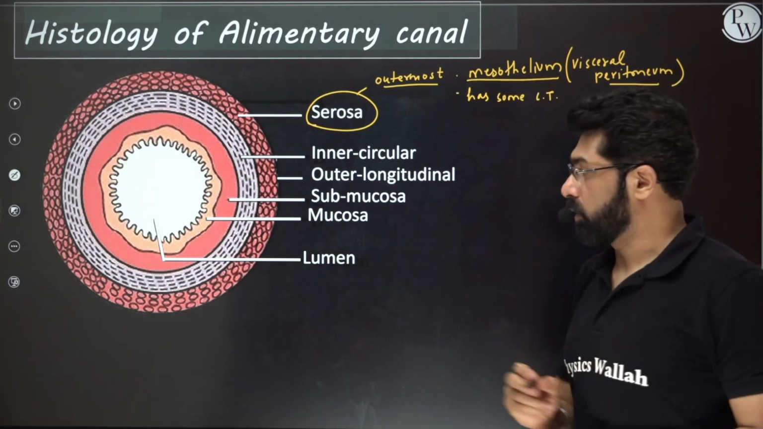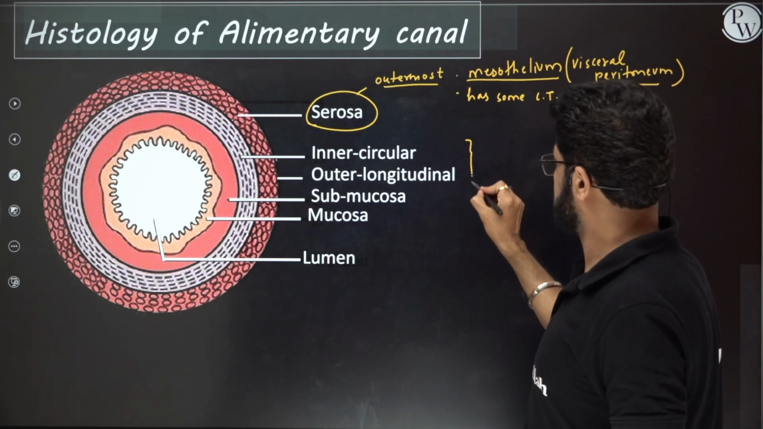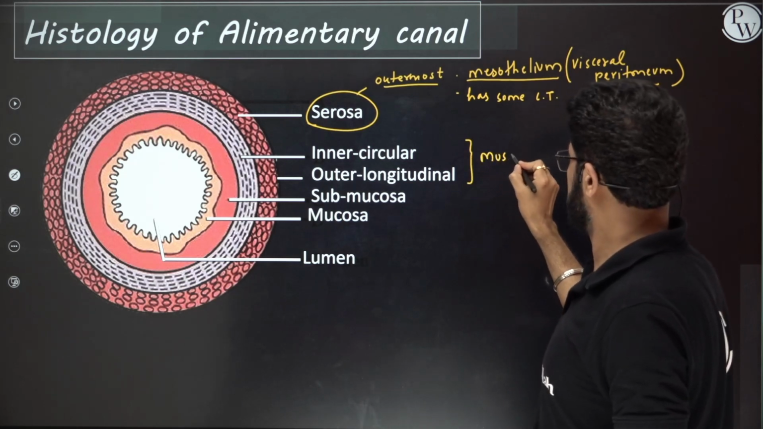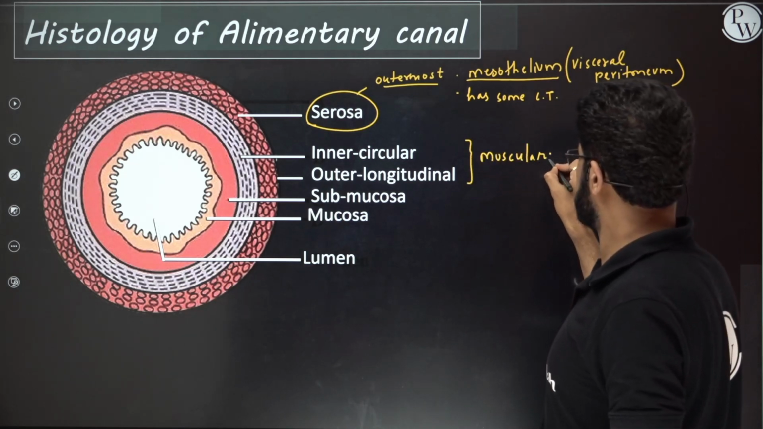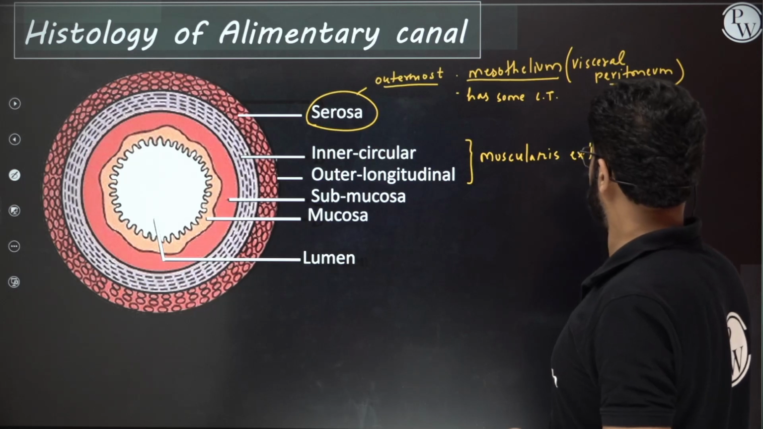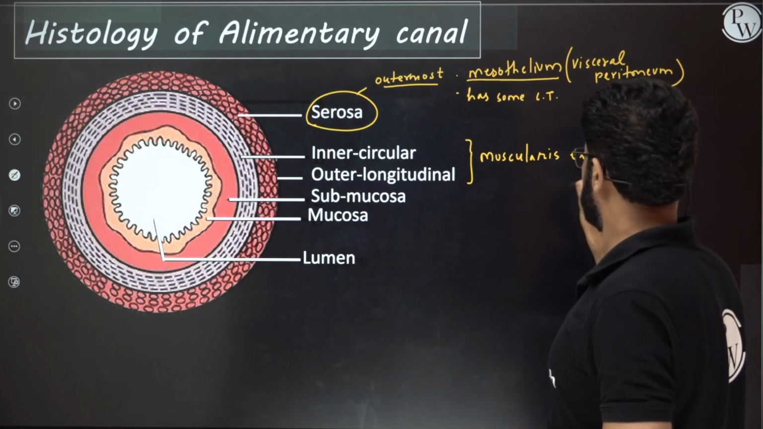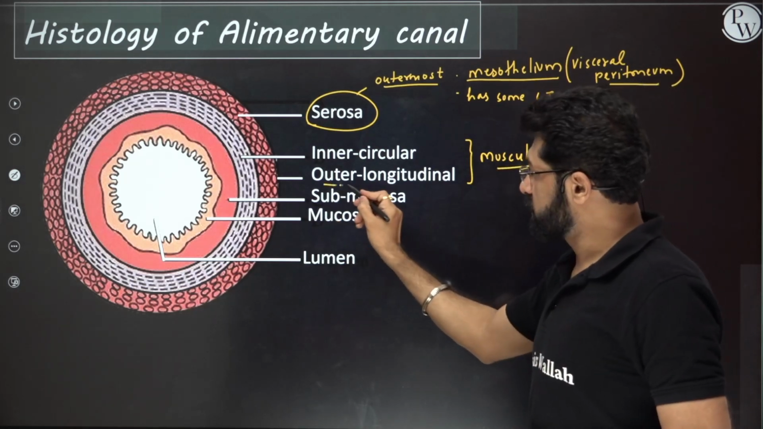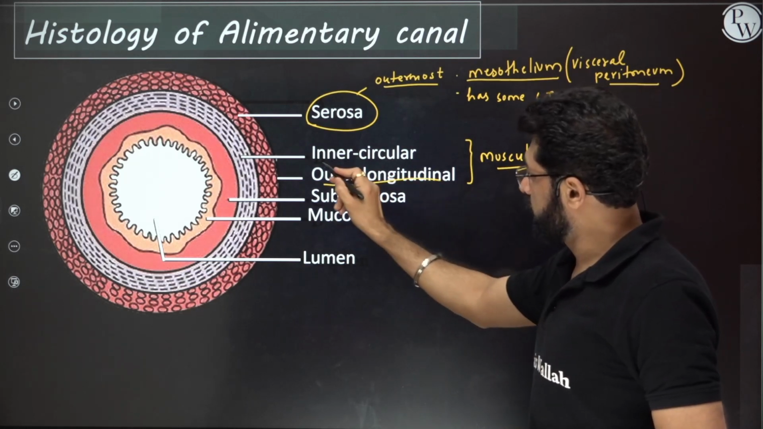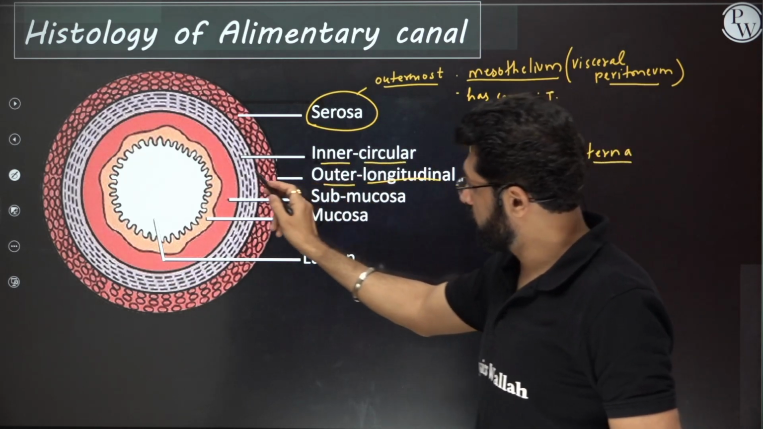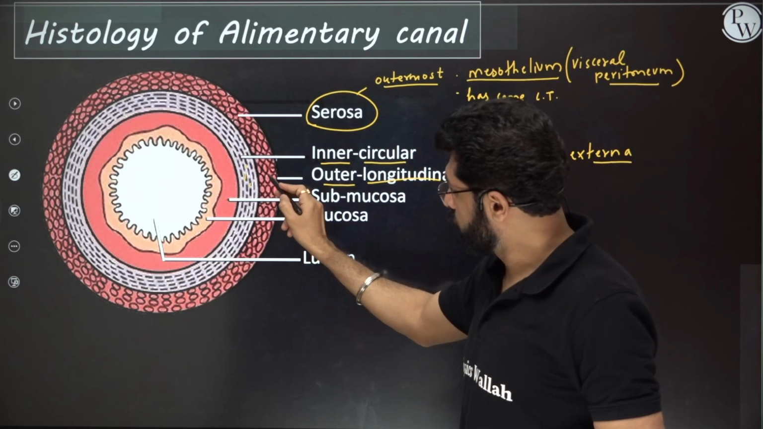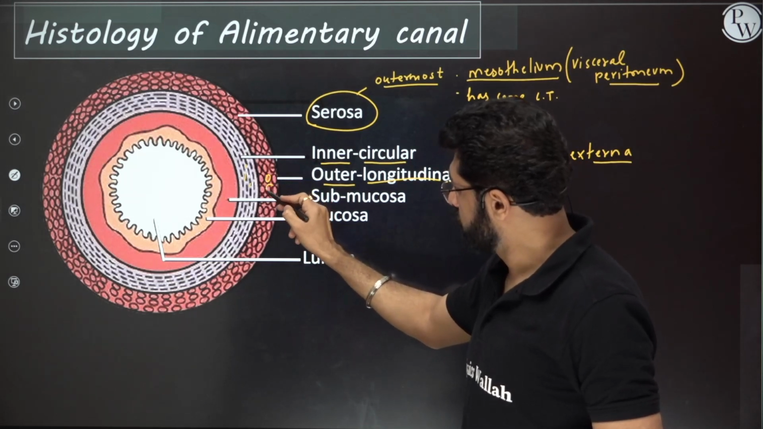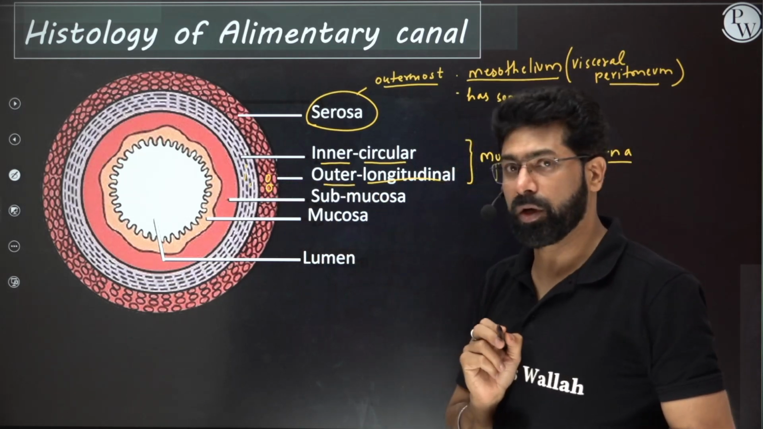Now comes the muscularis externa. The next layer is the muscularis externa. In the muscularis externa, outer muscles are longitudinal and inner muscles are circular. Got it?